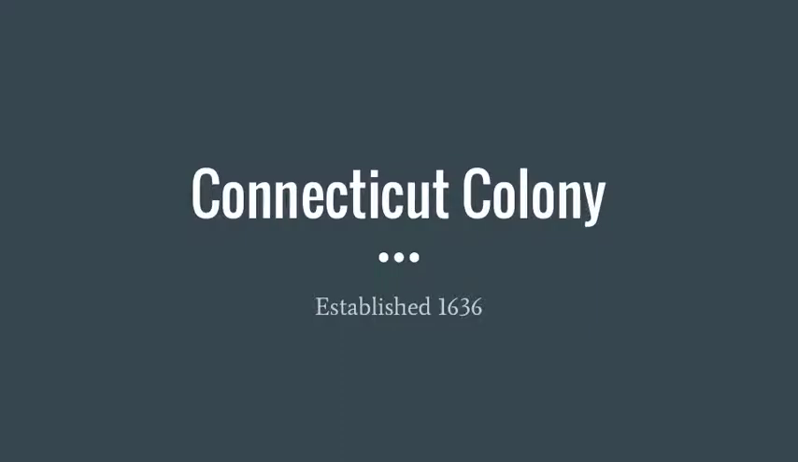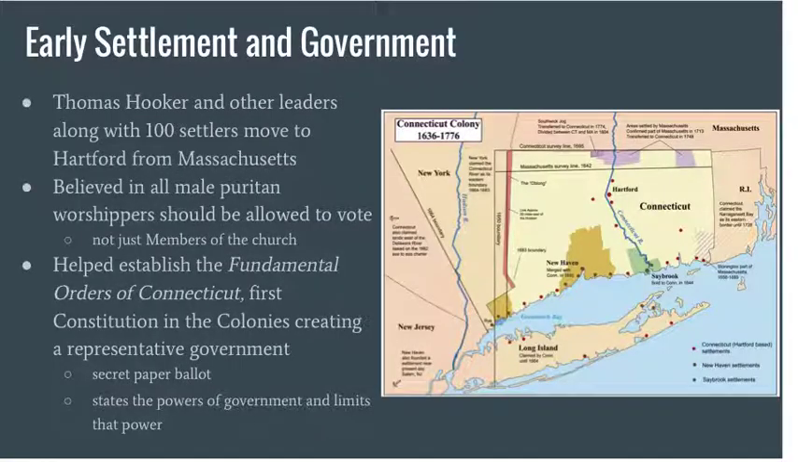All right, today we're going to look at the Connecticut Colony, which is established in 1636. Its early settlement is started by Thomas Hooker and other leaders from Massachusetts with about 100 settlers, and they moved from Massachusetts to Hartford. You can see Hartford there is on the Connecticut River. One of the big reasons why they move is because Hooker and others had a difference of opinion on who should be allowed to vote.